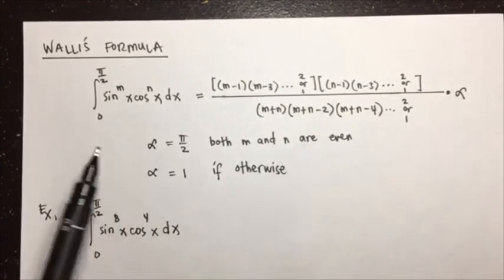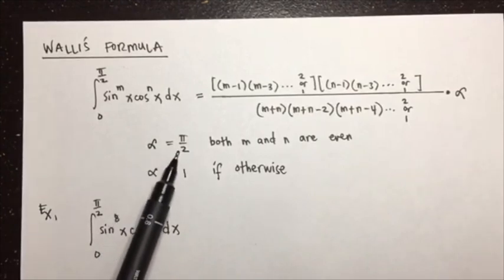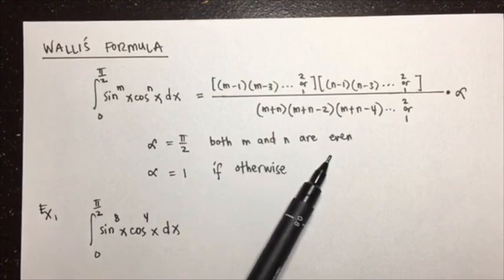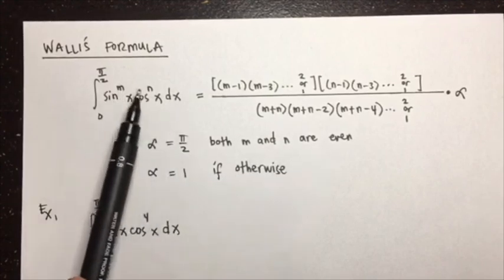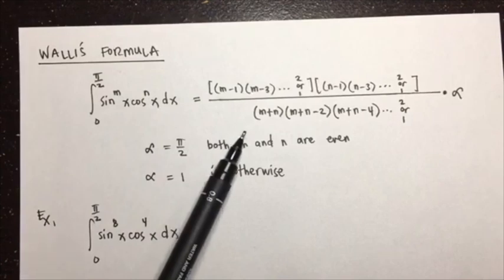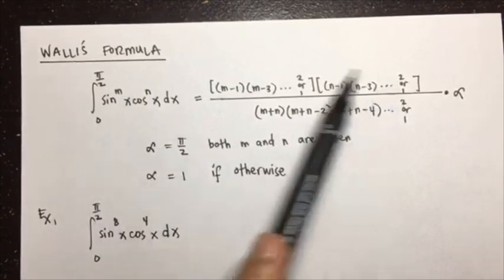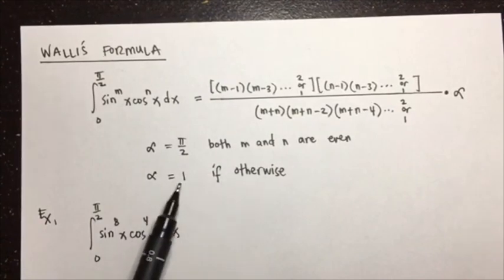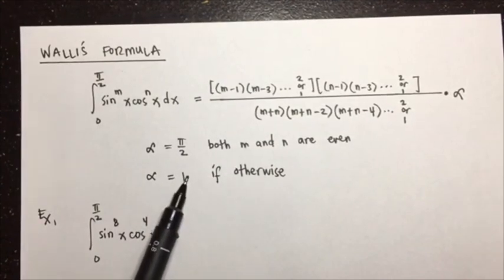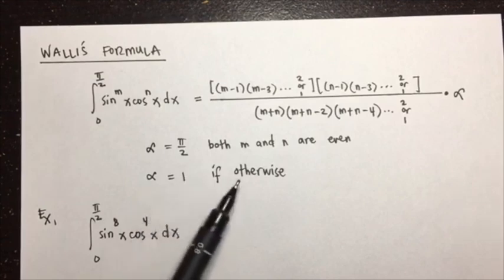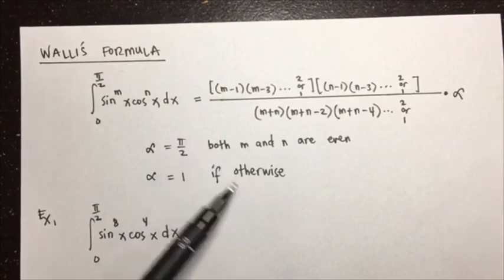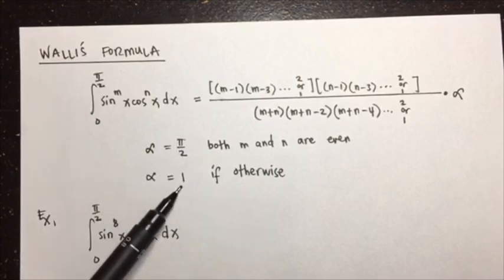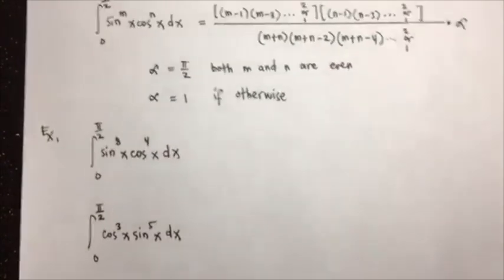So we have conditions. Alpha is equal to pi over 2 if both m and n are even. If both the exponents of sine and cosine are even, then we multiply this whole expression by pi over 2. Otherwise, alpha is equal to 1. When we say otherwise, if one is odd or both are odd, then our alpha is 1.